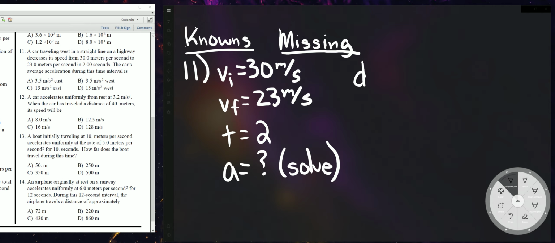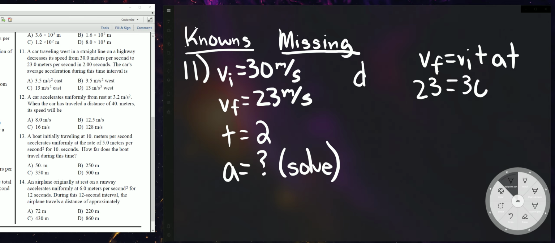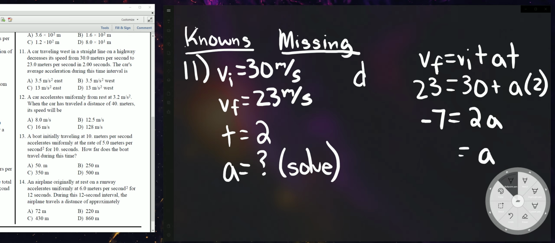Which formula has all these four variables? Well, we know vf equals vi plus at. This problem is a little bit tricky, so I'm going to solve it with you guys. So your final velocity is 23, equals 30 plus a times 2. Minus 30, so you're going to get negative 7 equals 2a. And you're going to get a. Again, divide 2 on both sides. Negative 3.5 meters per second squared.